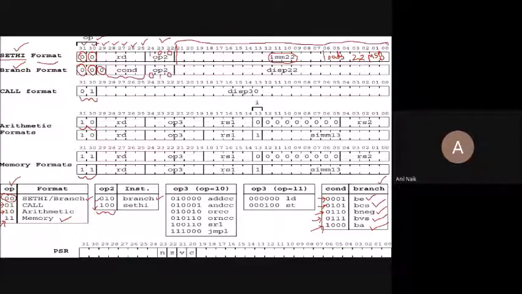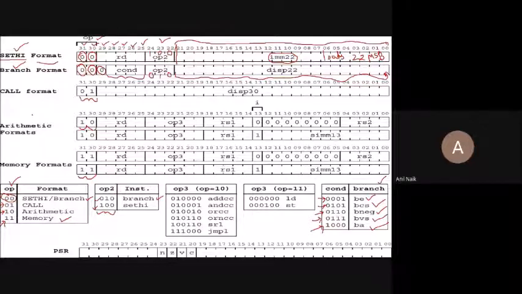Then these bits, 0 to 21, the 22 bits, are reserved for the displacement. Displacement is used to calculate the address, because branch means if the condition is true it will jump to some particular location. So to calculate that address we use this 22-bit displacement.